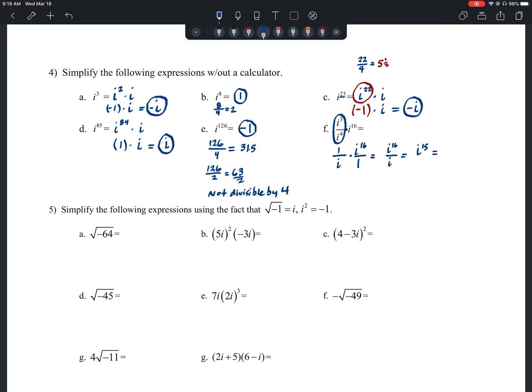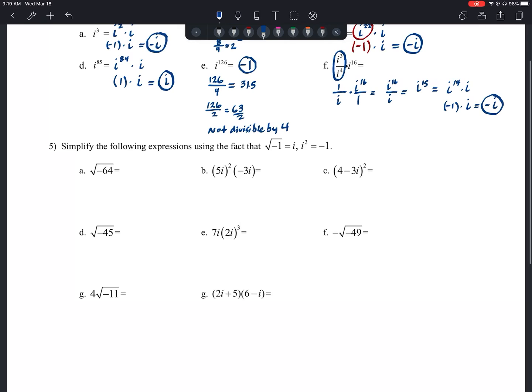So i to the 15th power, we'll just do what we've been doing. That's like i to the 14th times an i. i to the 14th, 14 is not divisible by 4, so that's going to be a -1, and then we multiply it times i, we get -i. And that's our answer. You can always check these on the calculator. Most of the calculators do have an option where you can put in the i values.